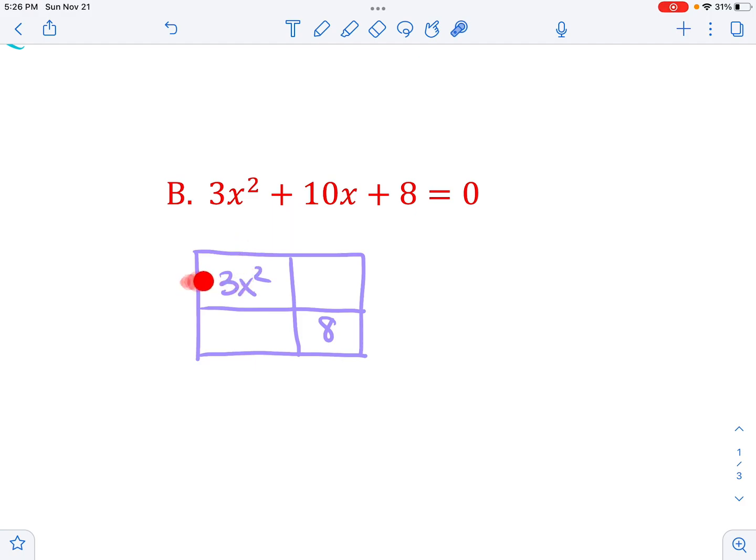And now I need two things to multiply to x squared. So obviously that's x next, just like in the last problem, but I'm missing a 3 somewhere. So I'm going to put an x on the side. And again, now I just need two numbers that multiply to 8.